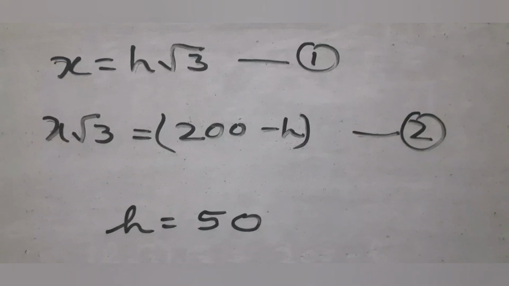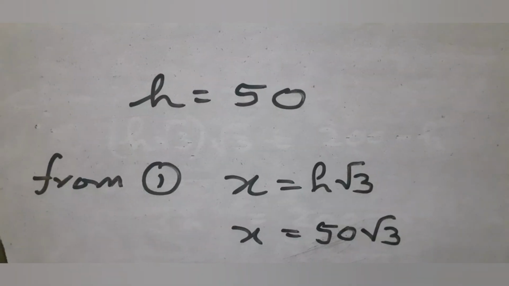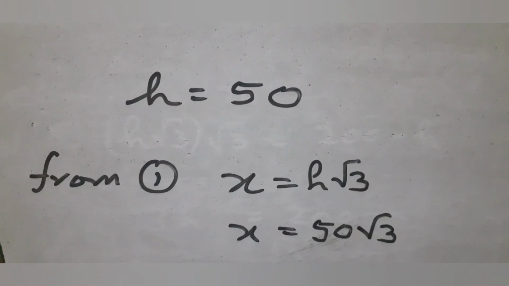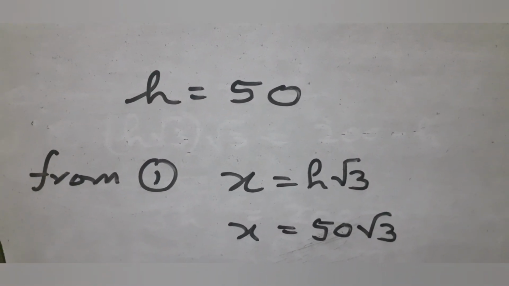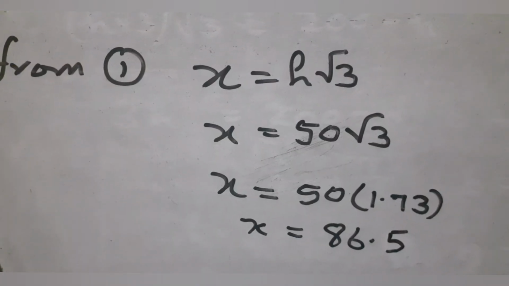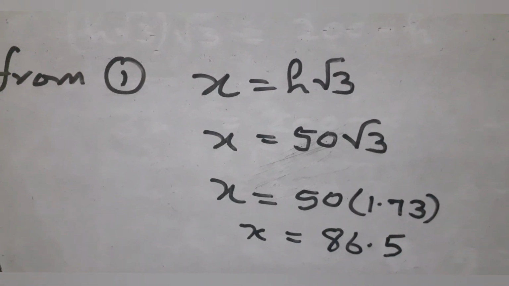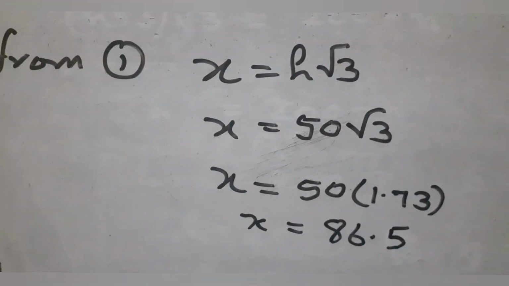Substitute in 1 to find x. So x equal to 50 root 3. Replace root 3 with 1.73. Height of the drone h equal to 50 meters and horizontal distance of drone from the turbine is 86.5 meters.